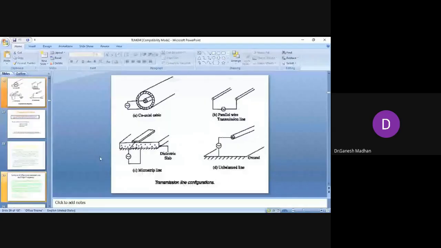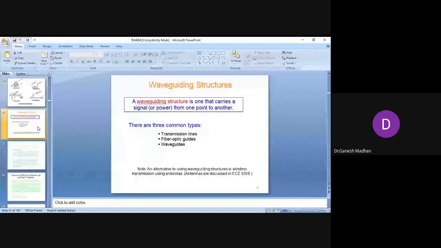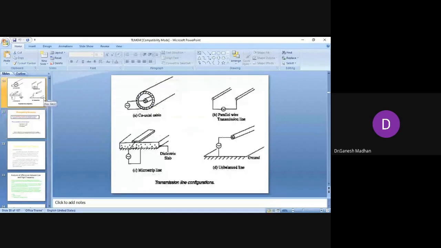And when we talk about transmission lines, we already said that they are all meant for connecting the source to the load, and also to effectively transfer the energy from the source to the load. Here in this slide, this is how you have a transmission line connected to the source.